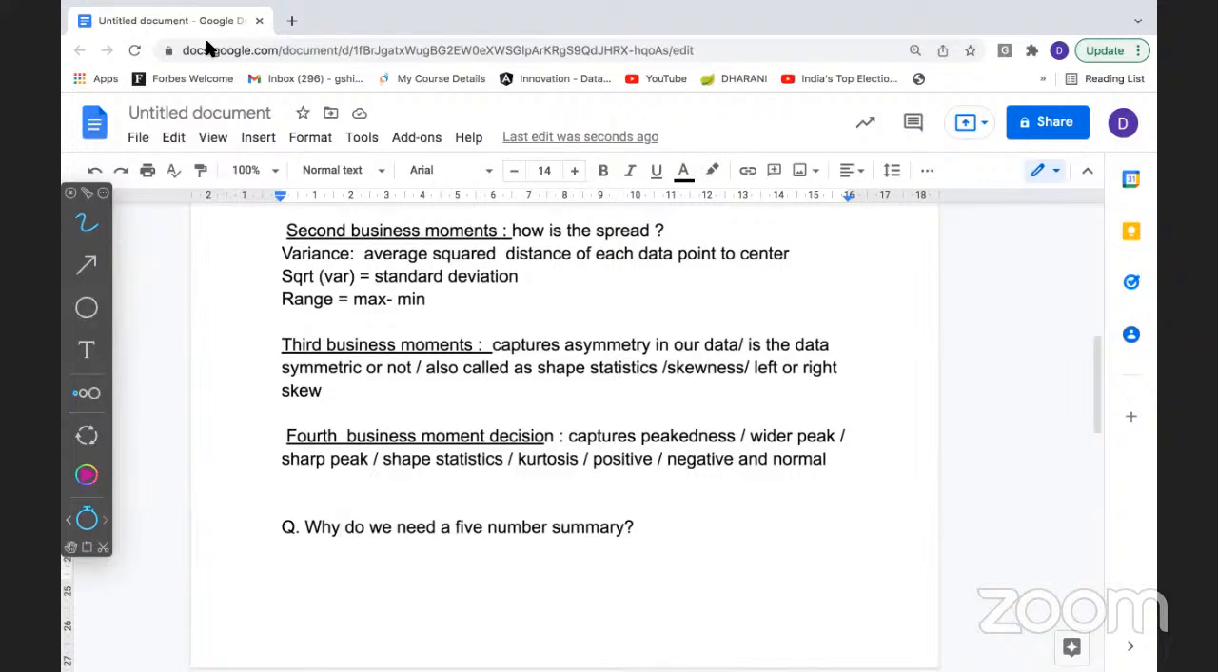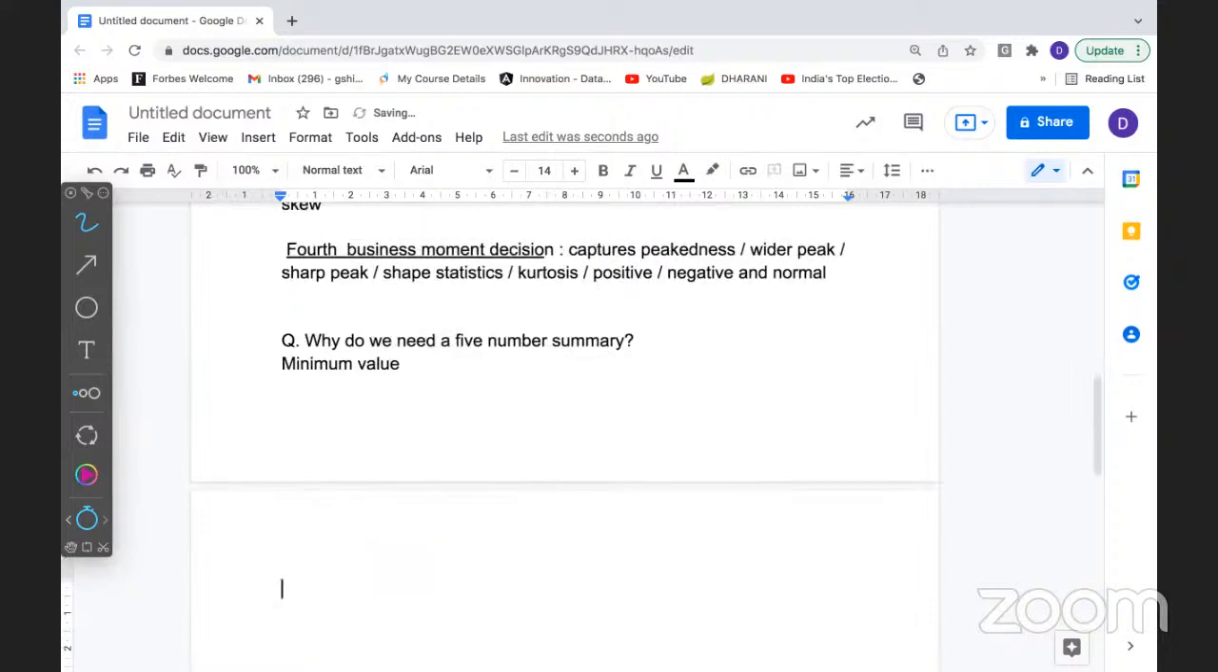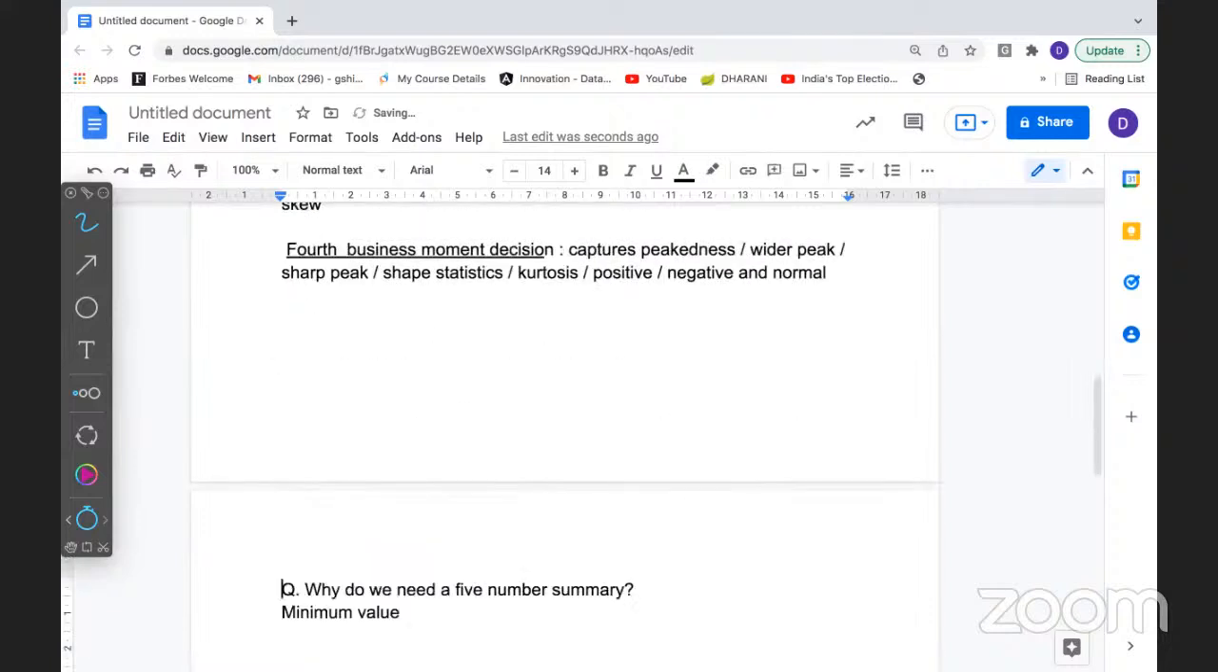Descriptive statistics involves an understanding of your distribution, the nature of the data. It is also a part of descriptive statistics, which consists of 5 values, and all these 5 values hold good. The first one is, let us write it here, the minimum value.